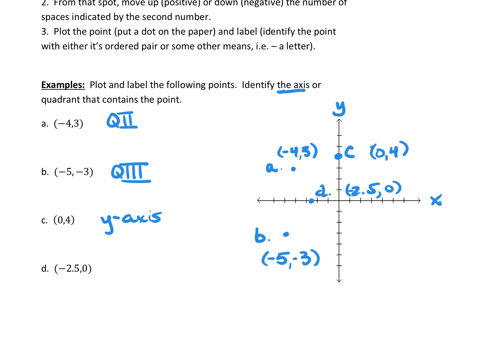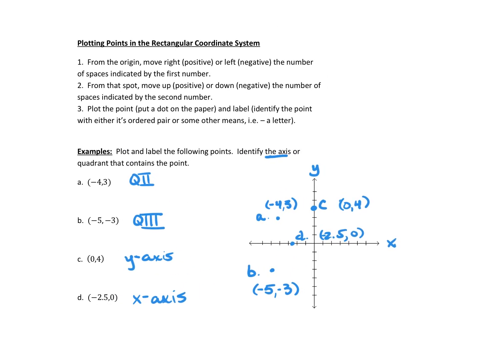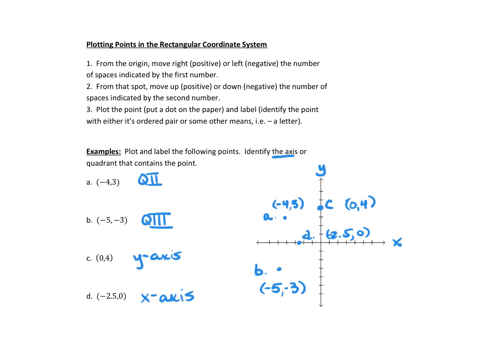All right, so this point, where is it? Again, this is not in a quadrant. It is on an axis, and it is on the x-axis. All right, so that is plotting points in the rectangular coordinate system.